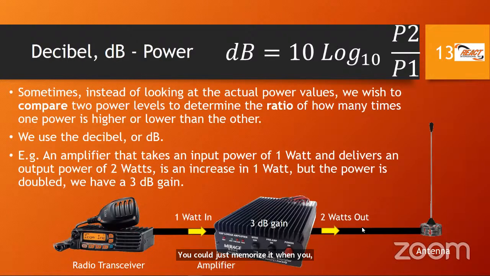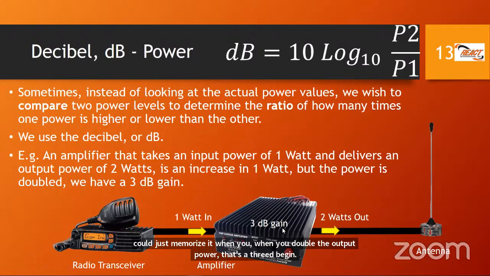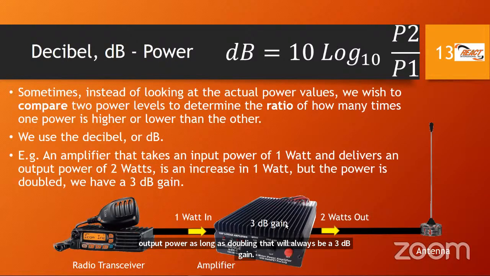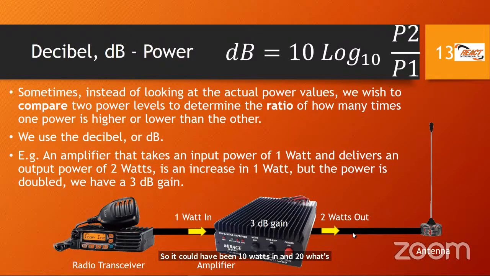It doesn't matter what the input power or the output power is, as long as it's doubling, that will always be a 3 dB gain. So it could have been 10 watts in and 20 watts out. It will still be a 3 dB gain because it's a relative power, a ratio. No matter what the values are, it's always a ratio. That's how we use the decibel to express whether it's a reduction or an increase, relatively, a ratio of how many times more or less, or higher or lower.